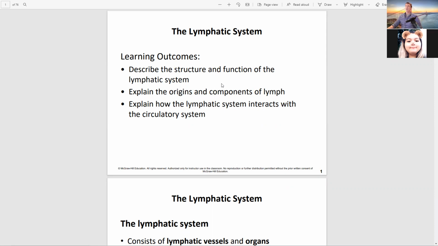Okay, so today we're going to be talking about the lymphatic system. So your learning outcomes are to describe the structure and function of the lymphatic system, explain the origins and components of lymph, and explain how the lymphatic system interacts with the circulatory system.